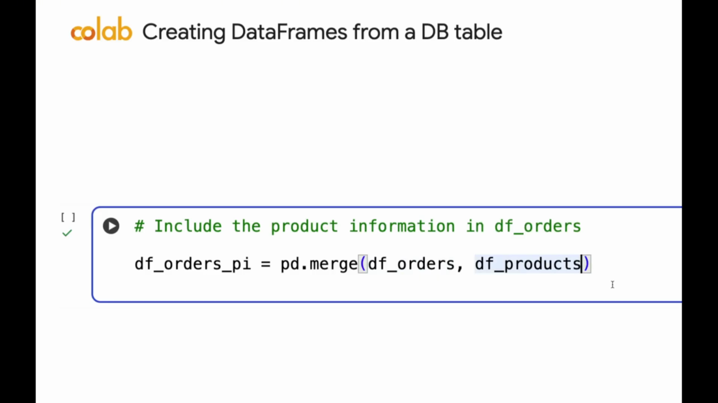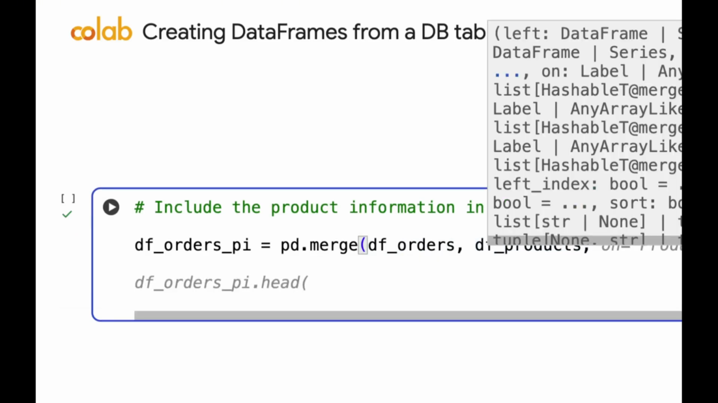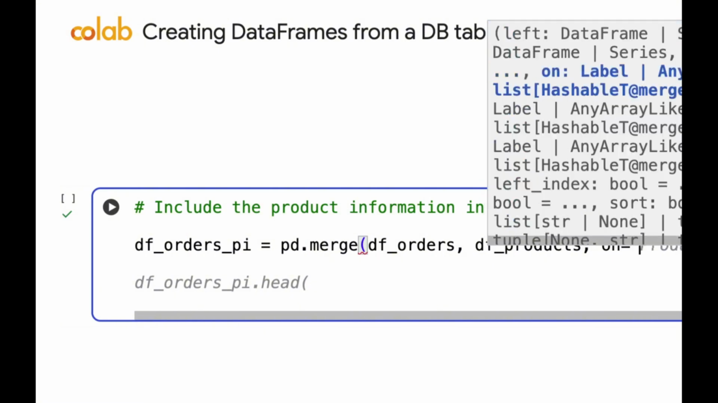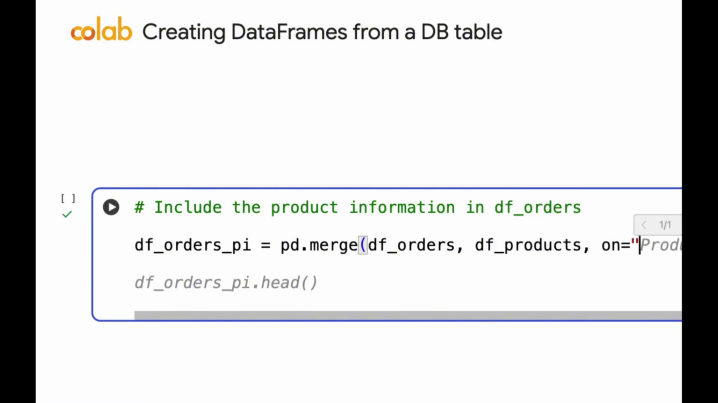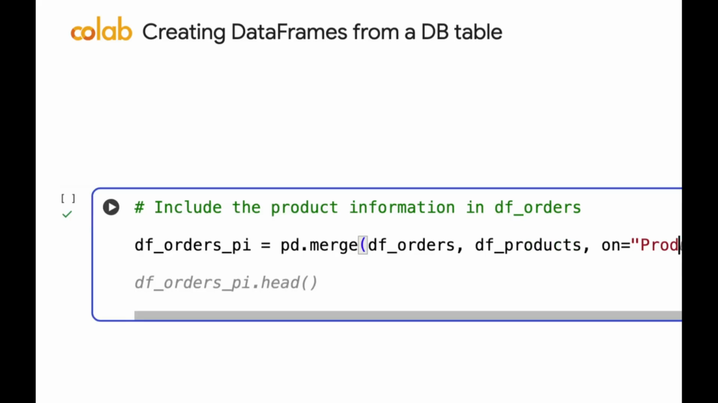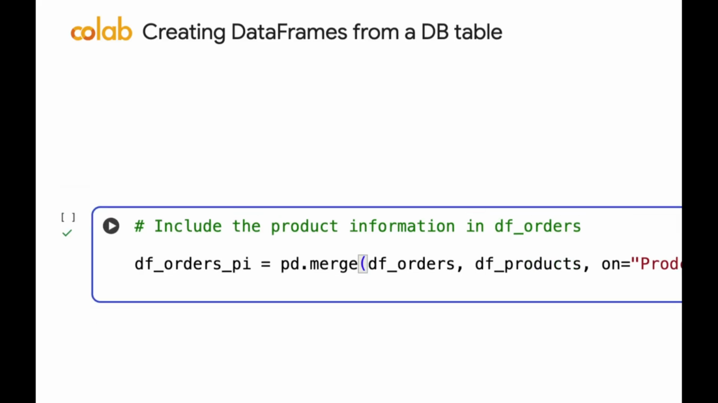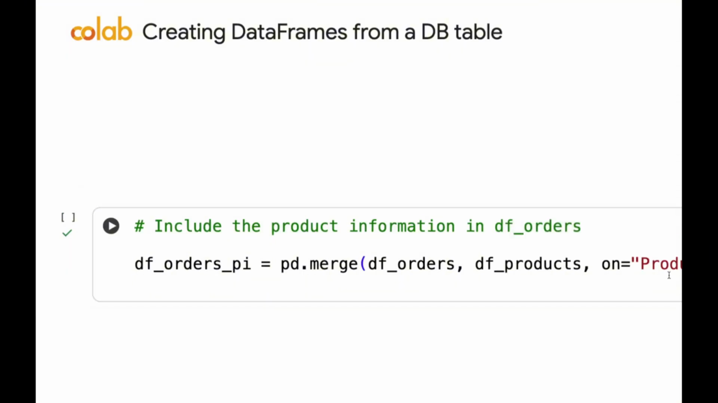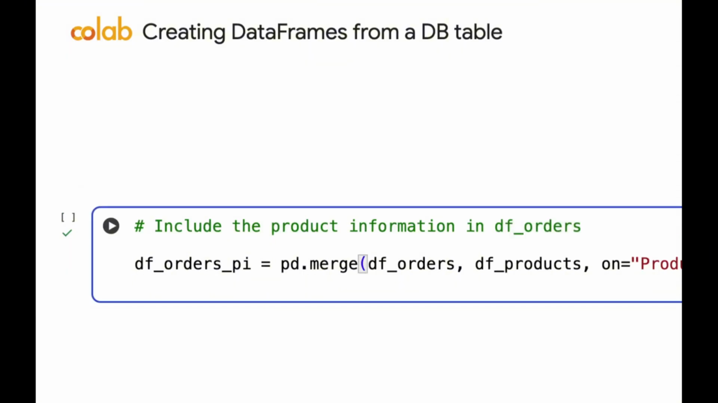We're going to merge them, but how do we merge, right? We need to specify the common column. So on equal to, that's specifying the name of the common column. On equal to, here it's product name, right? Remember, both tables have this common column called product name. So that's how we can specify on which column we are merging the information, right?